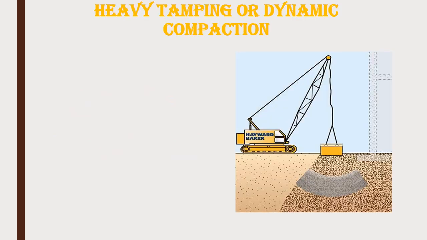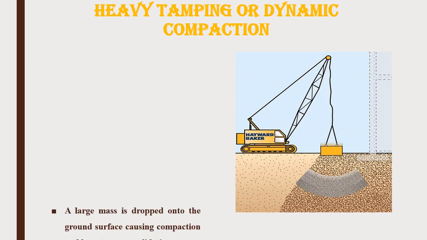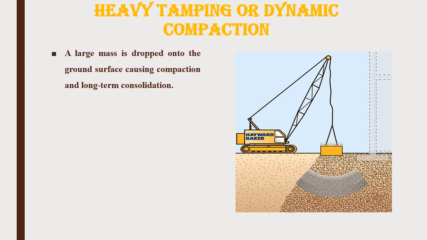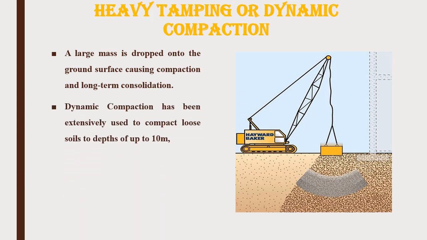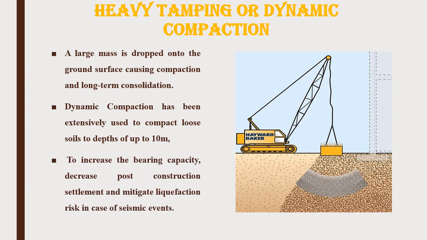Next is heavy tamping or dynamic compaction. A large mass is dropped onto the ground surface, causing compaction and long-term consolidation, which is termed dynamic compaction. A large mass is suddenly dropped onto the ground surface, which causes the densification of the soil. Dynamic compaction has been extensively used to compact loose soils to depths of up to 10 meters. To increase the bearing capacity, decrease the post-construction settlement and mitigate the liquefaction risk in case of seismic events, we are using dynamic compaction.